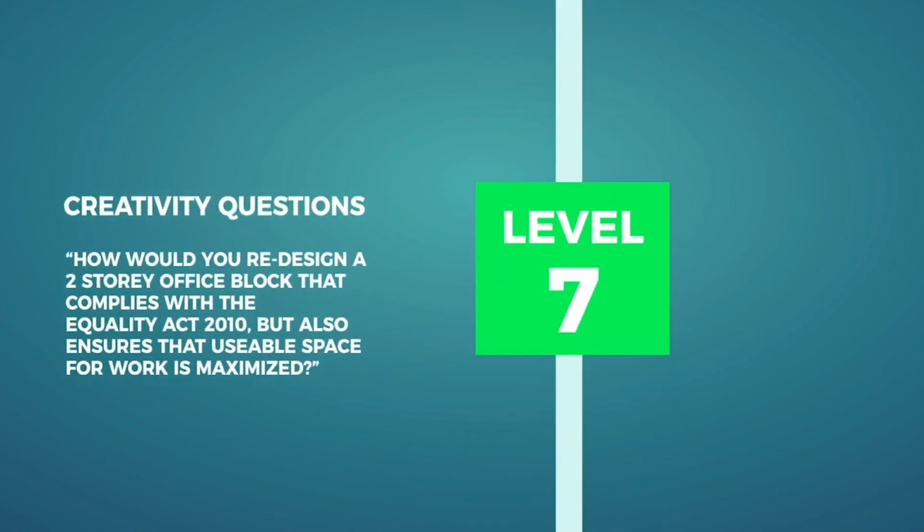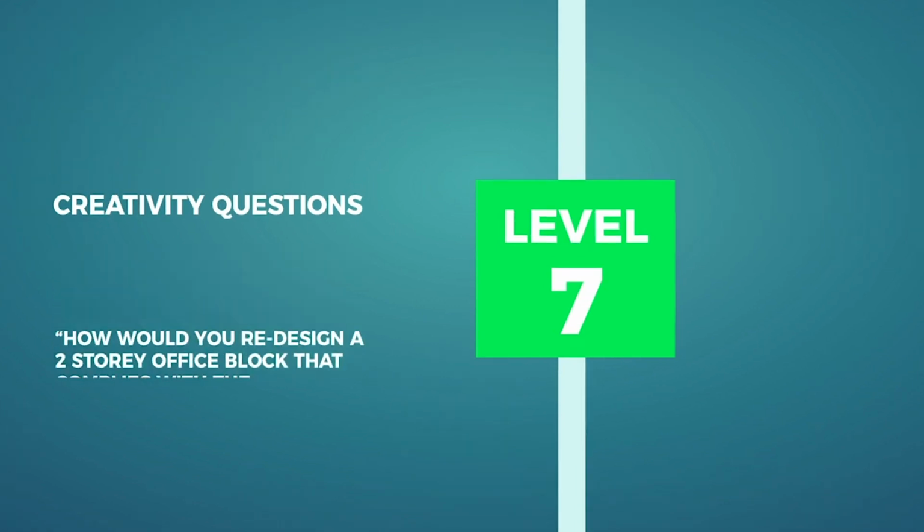And Level 7. Creativity. At this level, the learner thinks independently and in new ways and is able to originate and innovate ideas and methods. They plan, design, experiment and collaborate with questions such as, how would you redesign a 2-storey office block that complies with the Equality Act 2010 but also ensures that usable space for work is maximised?